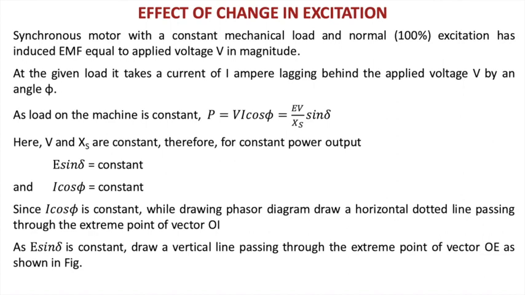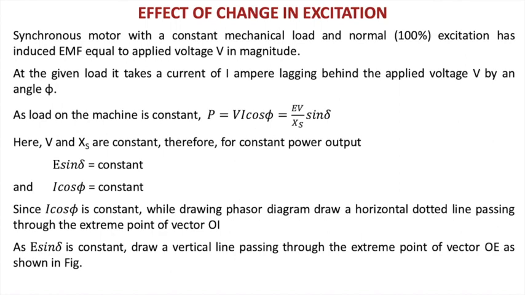Now in the given equation, the first part, P is equal to VI cos phi, your voltage is constant. When the voltage is constant and you are keeping the power output constant, I cos phi has to be constant. This means that if you change the current, the power factor will change. That will be in correlation, but in total your I cos phi has to be constant.